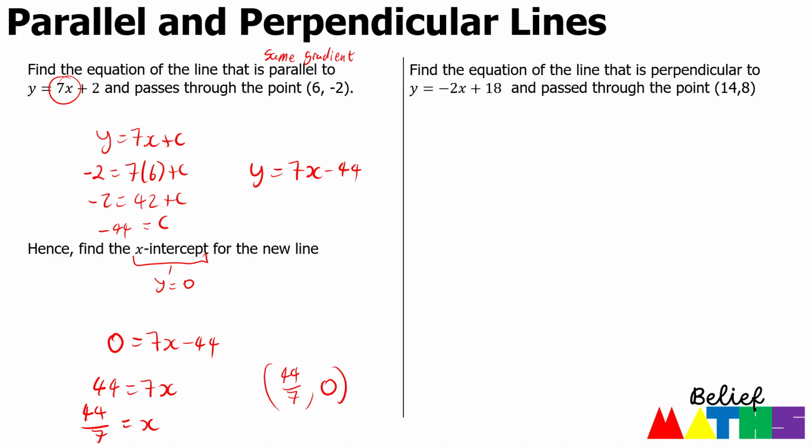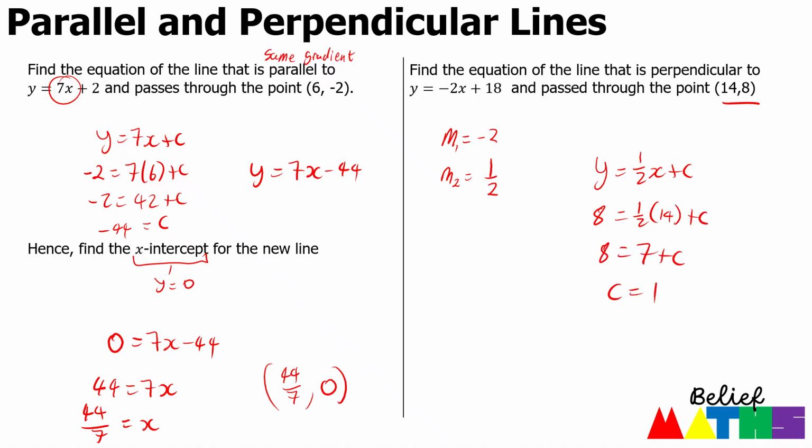The next one, find the equation of the line that is perpendicular to that. So my gradient here is minus 2. So for my perpendicular gradient, I use the negative reciprocal. So m2 would be, well, the reciprocal of 2 is a half, and we just change the sign to make it positive half. So therefore we've got y equals a half x plus c, and then we sub in our point. 8 is equal to a half times 14 plus c. 8 is equal to 7 plus c, so c equals 1. So my equation then is y equals a half x plus 1.